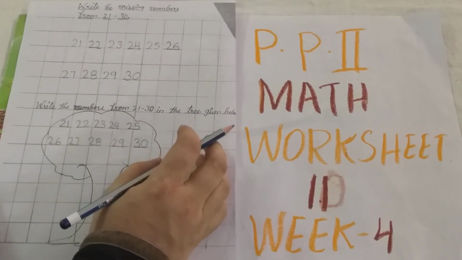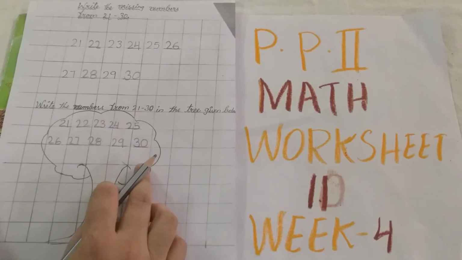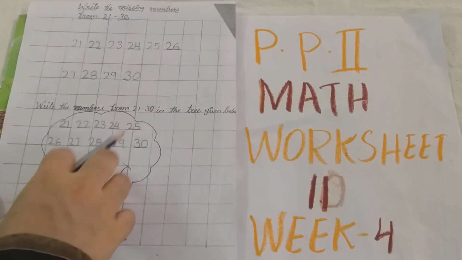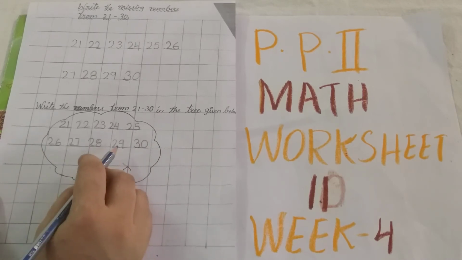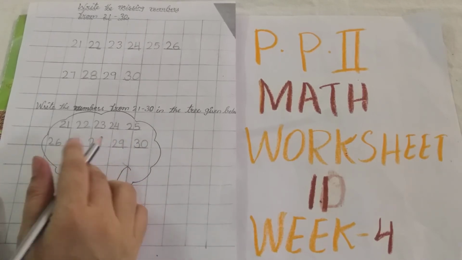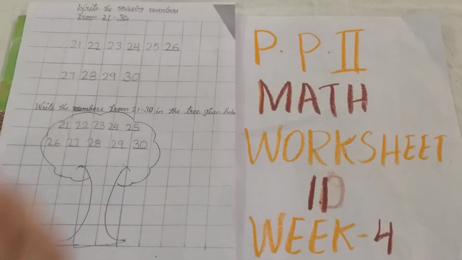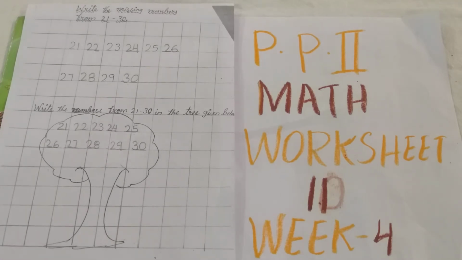Like this, you have to complete your numbers from 21 to 30. Where do you have to write? In the given tree and in the dashes. There are dashes in the tree. There in the dashes you have to write the numbers from 21 till 30. So like this you have to complete your worksheet number 11. Now please take out your worksheet number 12.